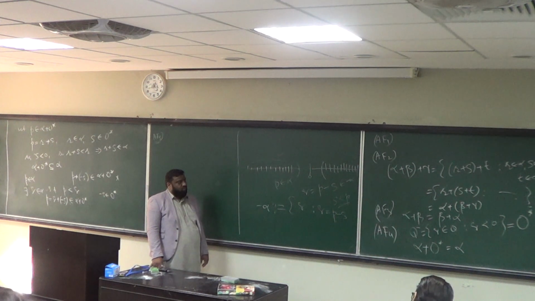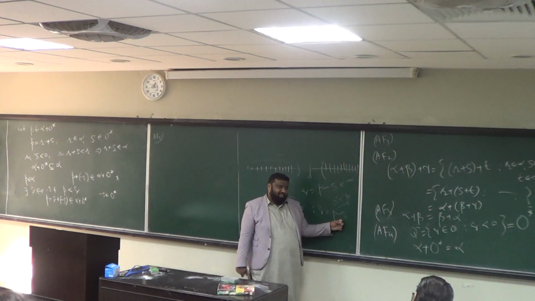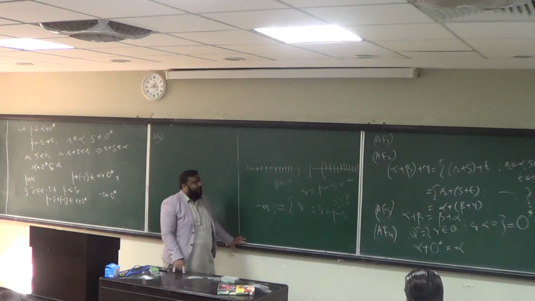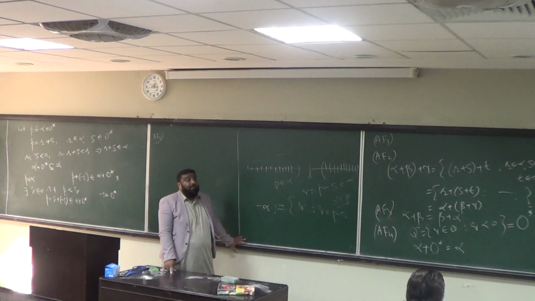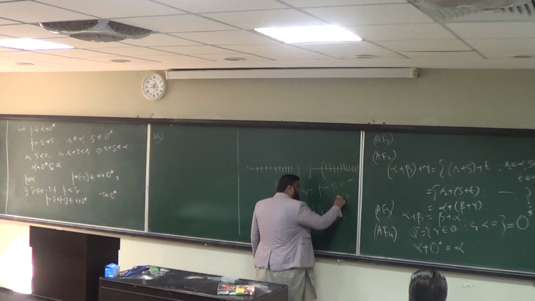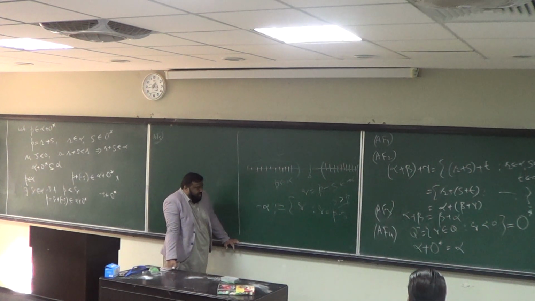S is smaller than P, so it will be negative. 0 star minus alpha. So this element is from 0 star, and S will be greater than this one. No, it can be anything. S should be greater than P. If S is greater than P, then P minus S is negative. Okay, S is in alpha.